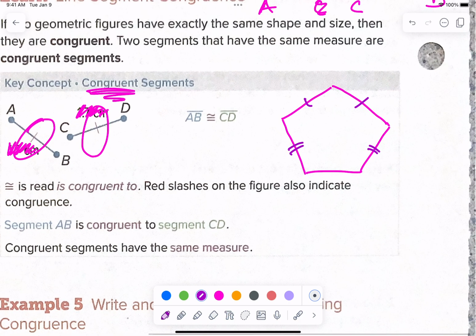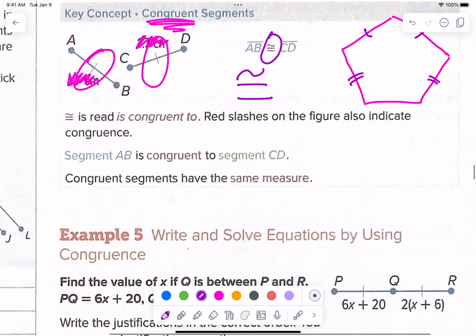Now, the symbol for congruent is this guy. Practice drawing him, an equal sign with a little squiggle over top of it, and that's the symbol for congruent. That means they are the same length, okay? Equal sign with a little squiggle over top of it. That's how you denote that.